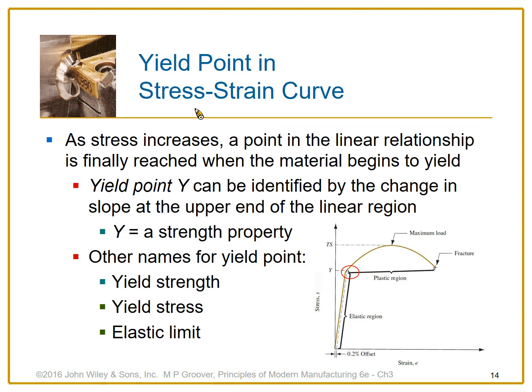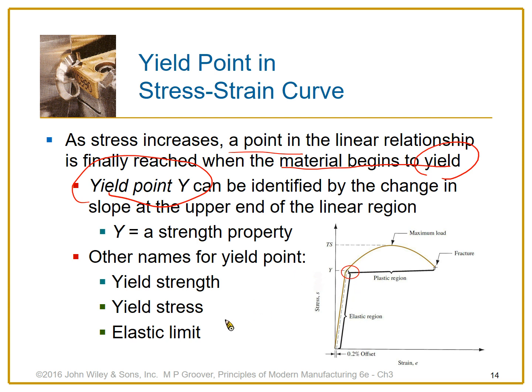Okay. And after the elastic period, the material changes the relationship between the stress and the strain, and enters the plastic region. A point in this linear relation is finally reached when the material begins to yield. Okay, this is called Y. That yield point can be identified by a change in the slope. How to determine it is by a certain method. You can take a look at that.